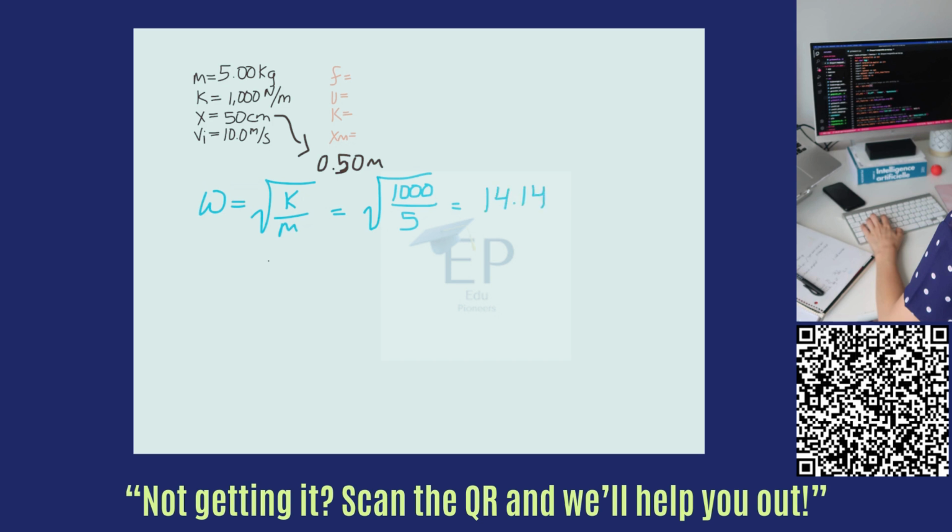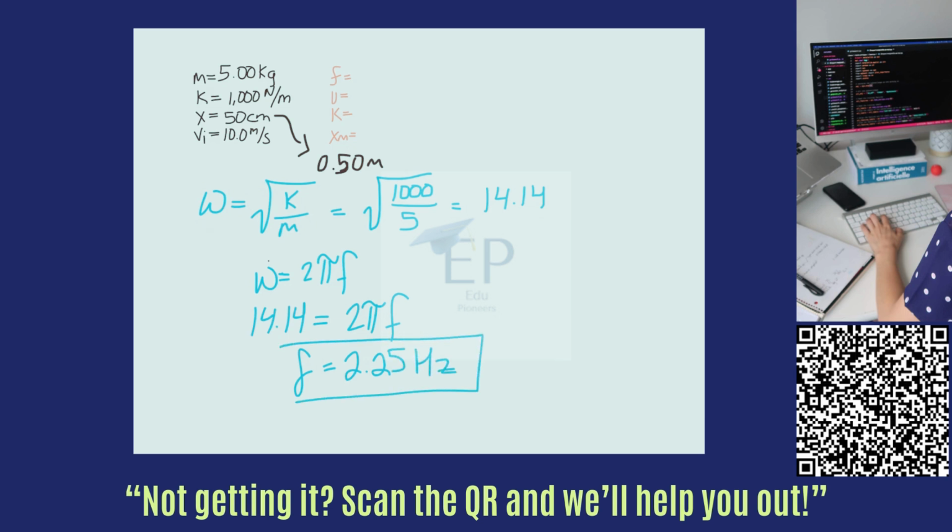So that is our omega, and omega also equals 2 pi f. So if we substitute in this value for our omega, we end up with the equation 14.14 equals 2 pi f, and solving for f, we get that f is 2.25 hertz. So that is the frequency of this oscillation.